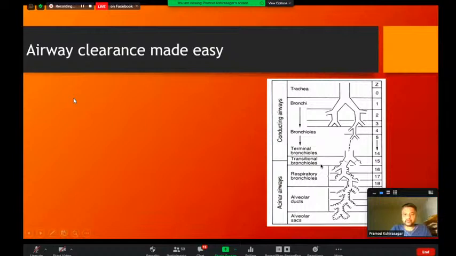Why are we doing airway clearance? What is the concept behind it? So we all know there are 23 generations of bronchopulmonary segments. When you see, there is the acinar airway and the conducting airways. If the secretion is too far beyond the conducting airway, by coughing or huffing you cannot bring the secretion out. So the role of the physical therapist is to bring the secretion to the conducting airway, that's around generation 13 to 14. Then if the patient goes for coughing or huffing, they can easily clear the secretion.